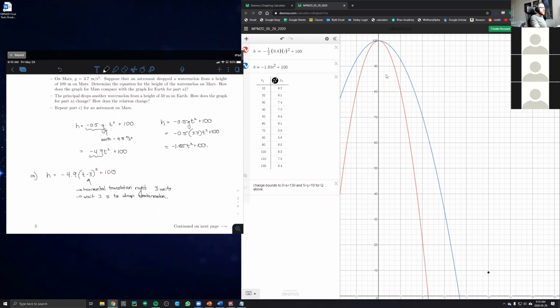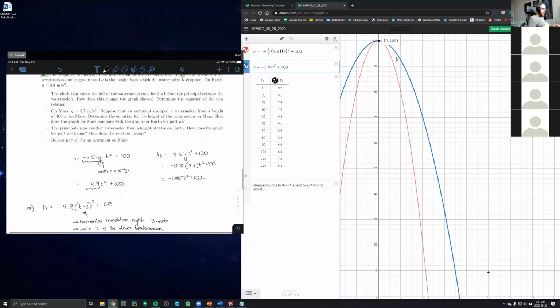What do you notice about these two graphs? So the graph for Earth and the graph for Mars. How do they compare to each other? Well, they have the same intersection point. What was that, Owen? They have the same vertex, I guess you call it. Yep, they have the same vertex. And why does that make sense in the context of this problem? Why do they have the same vertex? Because it's plus 100, so that's the y-intercept.